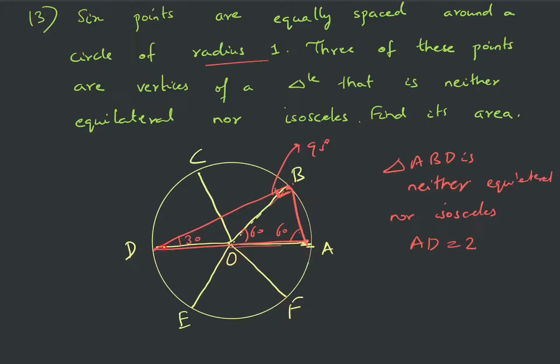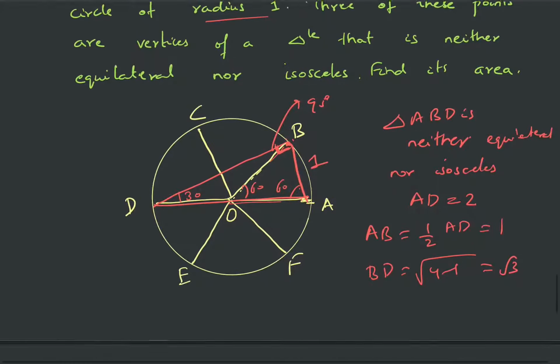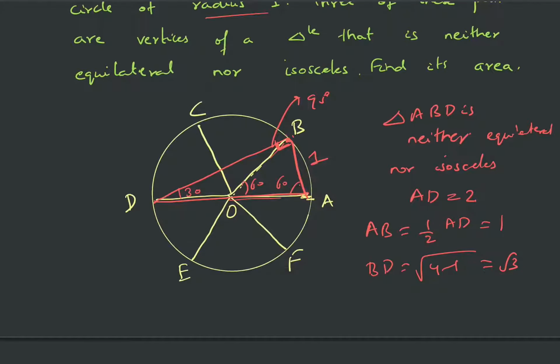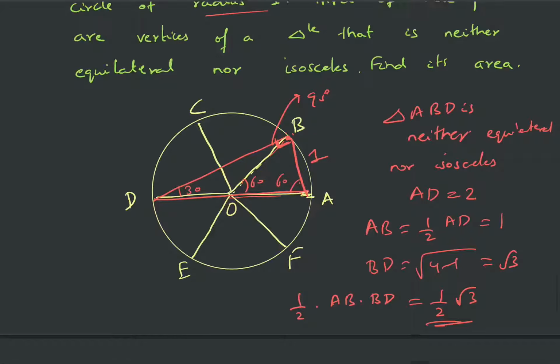Now you can see that this is a 30, 60, 90 triangle, and we know the specialty of this: the side opposite to 30 is half of the hypotenuse. So AB is half of AD, which is equal to 1. By Pythagoras theorem, BD is equal to square root of 4 minus 1, which is root 3. So the required area of triangle ABD is half times AB times BD, half base height, so it is half times root 3. This is the area of the required triangle.